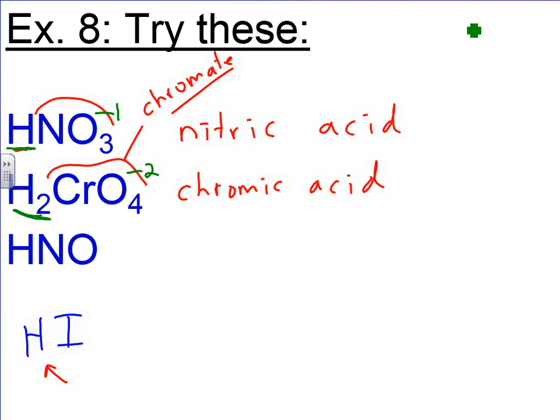The last one here is HNO. Now this here is also a polyatomic ion, and it's related to the nitrate. This is hyponitrite. Remember, NO3 is nitrate, and then if you have one less, it's nitrite, and then if you have two less, it's hyponitrite. So this is hyponitrite. And so what we do is ite becomes ous. So we'll call this hyponitrous acid.